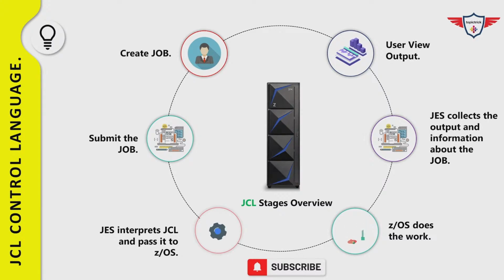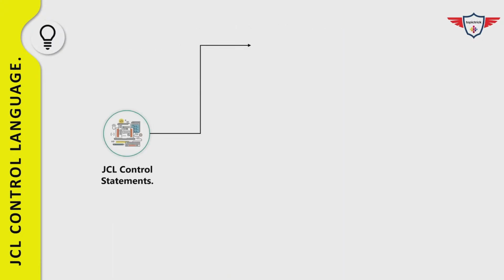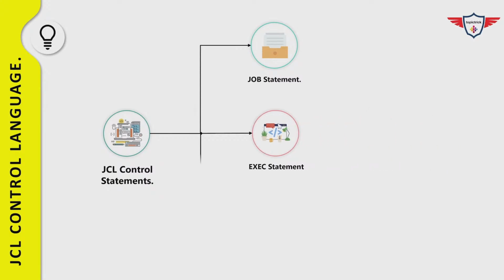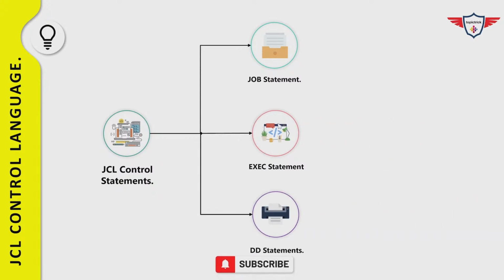Now let's talk about the job control statements. As you know, JCL is used to convey information to z/OS through a set of statements, and these statements are called job control statements. And there are three kinds of job control statements. First one is job statement.